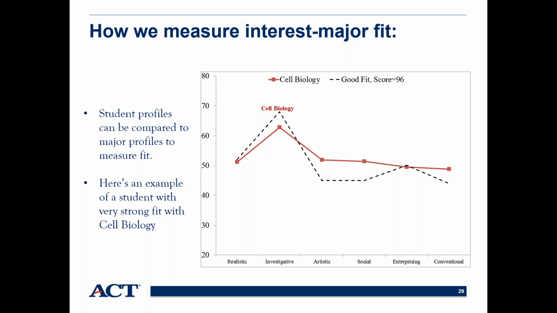Other majors are less differentiated. The profile for teacher education major is represented here by the black line. As you can see, this profile doesn't have a strong peak personality type, and it only has a very modest peak for the social personality type.